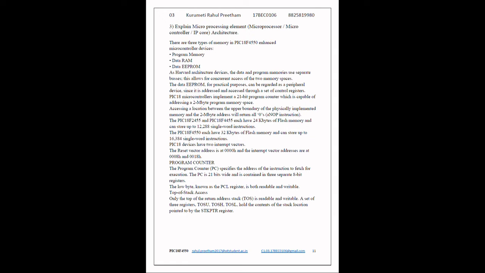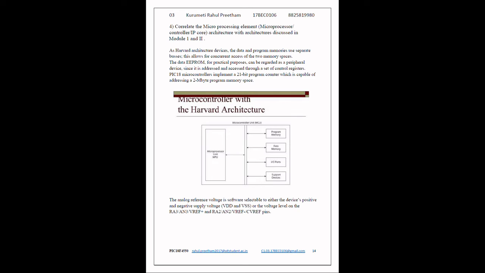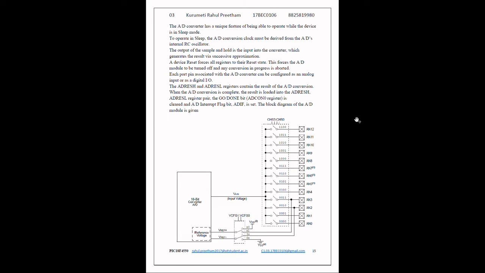Now the next question is about the memory architecture of the microcontroller. This is a hardware architecture device. You can see the stack memory of the device. Now we can correlate the device architecture with the hardware architecture discussed in the class. One of the features of this device is that it can be directly made into an analog to digital converter, which you can see in the given figure. Here is the circuit diagram of the analog to digital converter made with this microcontroller.